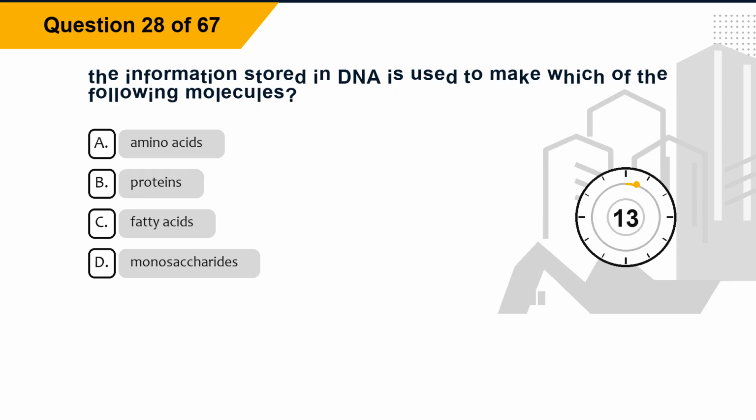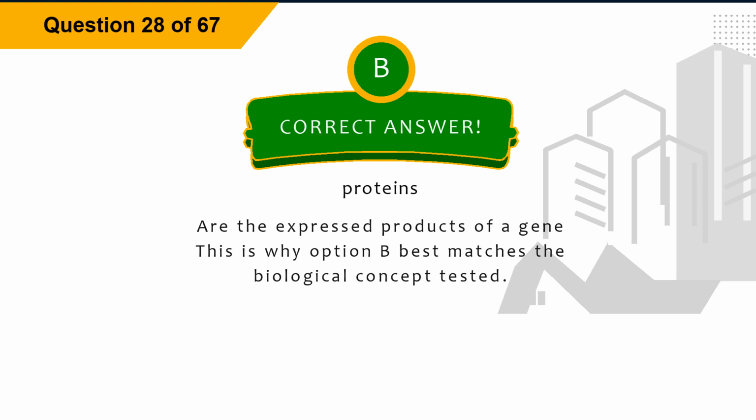Question 28. The information stored in DNA is used to make which of the following molecules? Option A, amino acids. Option B, proteins. Option C, fatty acids. Option D, monosaccharides. The correct answer is option B, proteins. Explanation. Proteins are the expressed products of a gene. This is why option B best matches the biological concept tested.